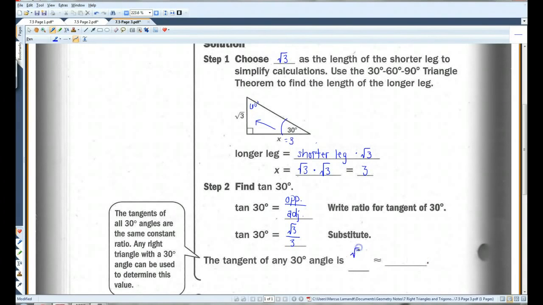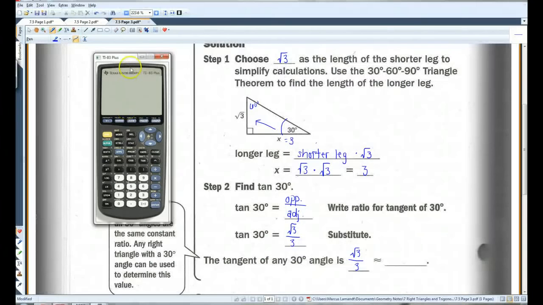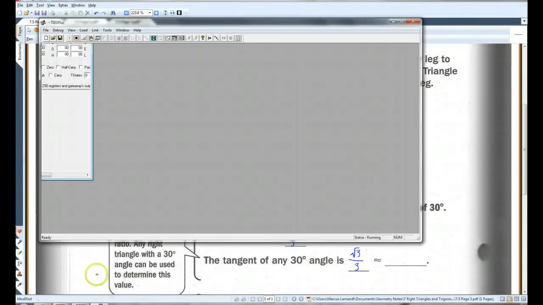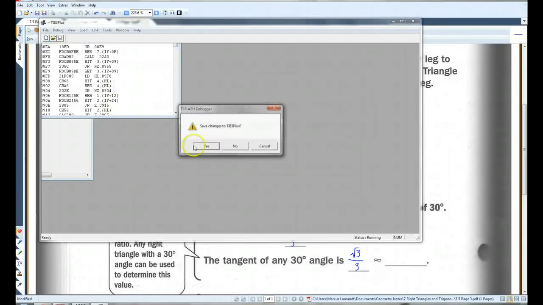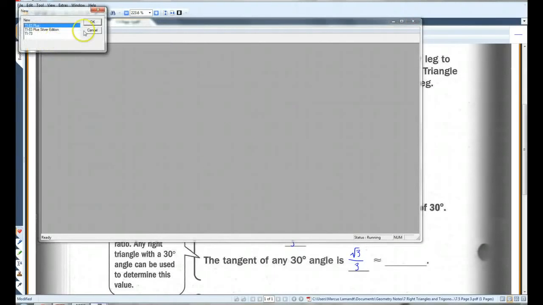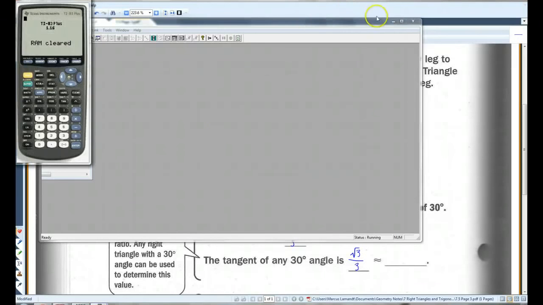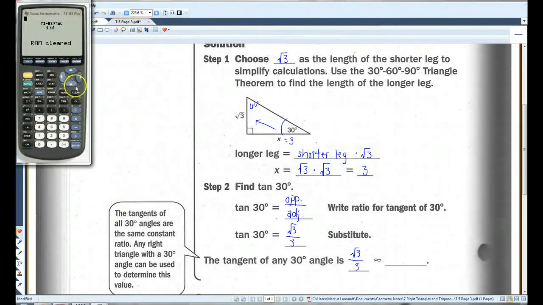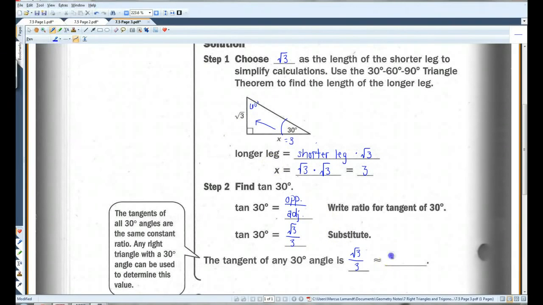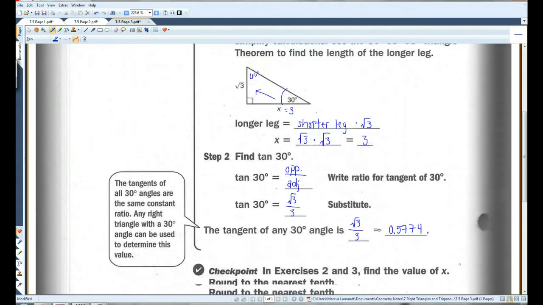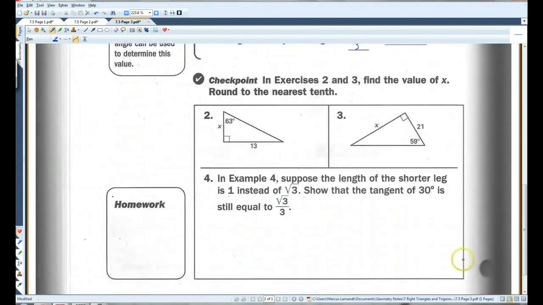And if you plug this into your calculator, you get 0.577, or 0.5774. Alright, you guys can do the checkpoint, and that's all.